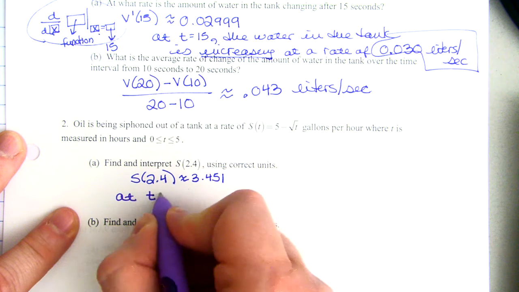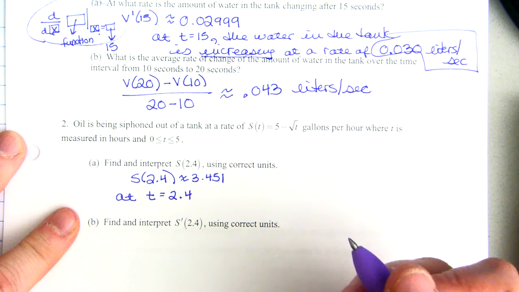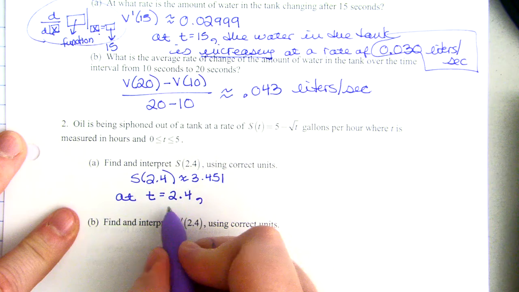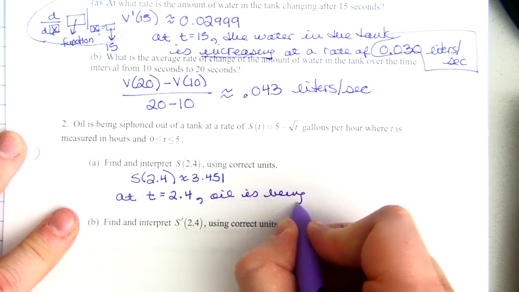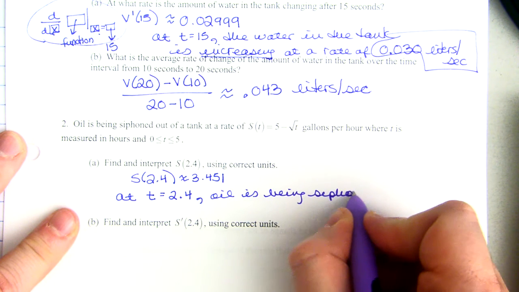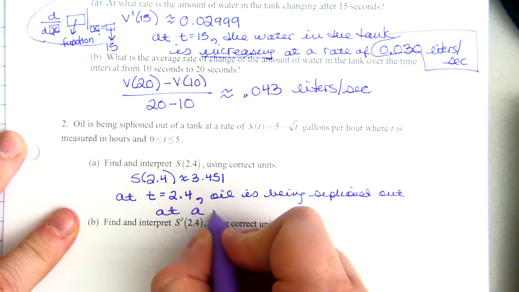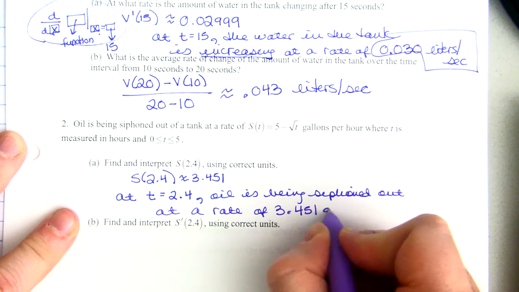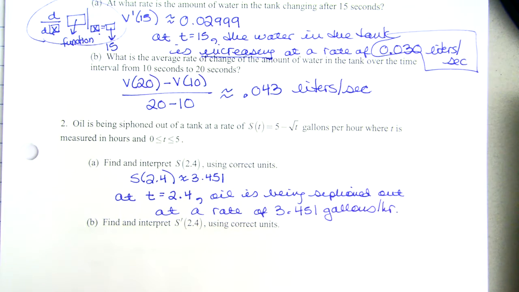I'm going to interpret this by saying, at t equals 2.4, and by the way, anytime you're asked to interpret, make sure you refer to your specific instant, your specific time. So at 2.4, I'm going to say oil is being siphoned out at a rate of 3.451 gallons per hour. This is not how much oil is in the tank. This is the rate that oil is being removed.